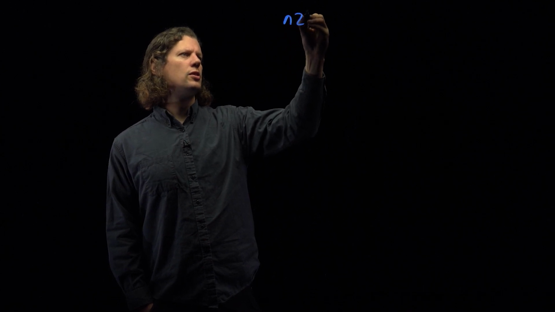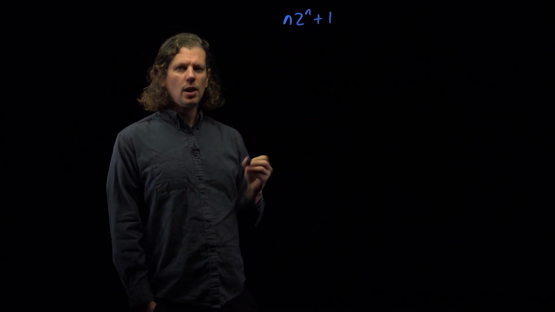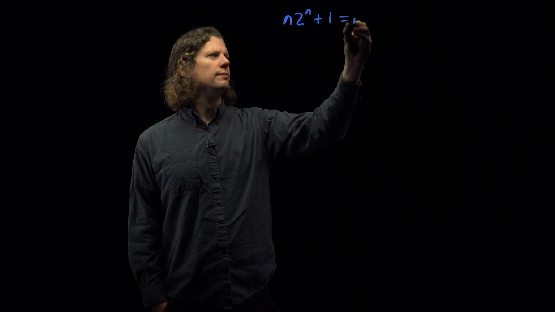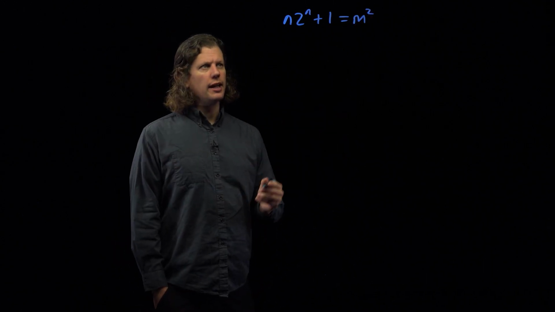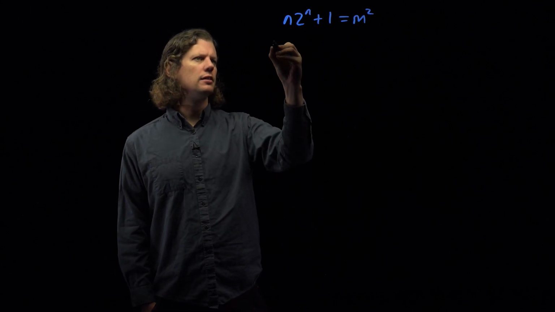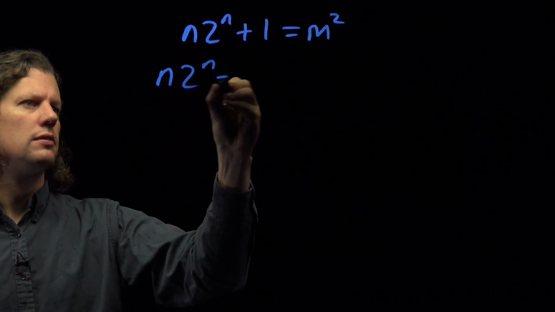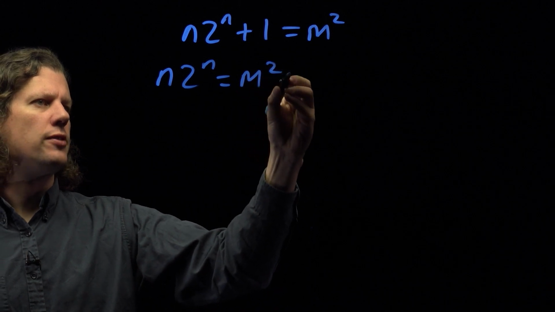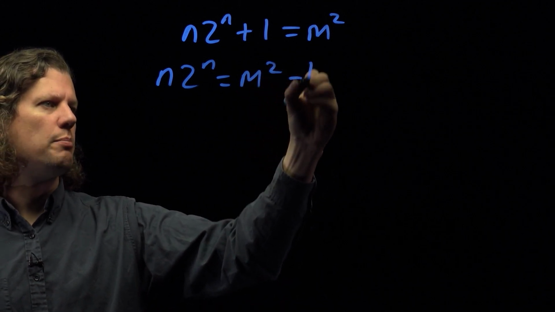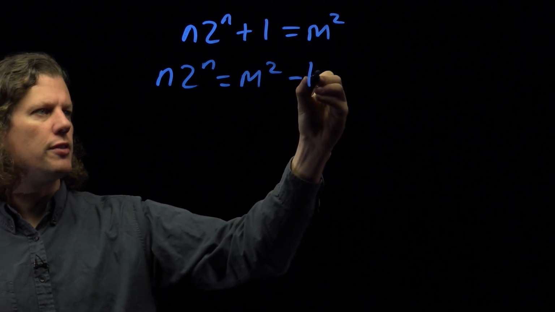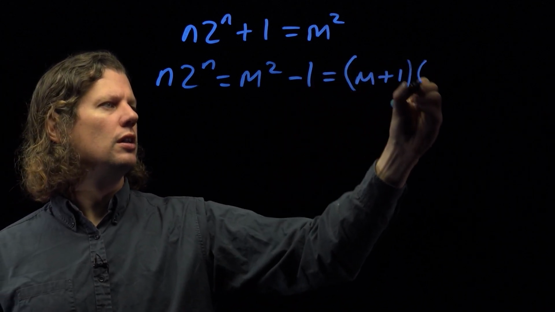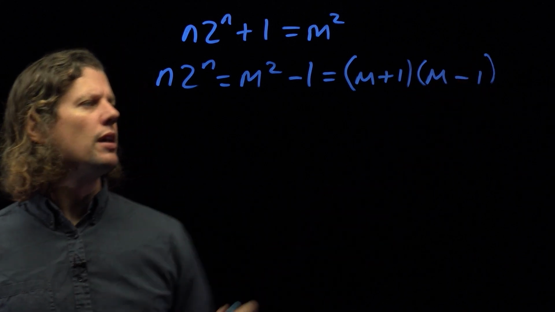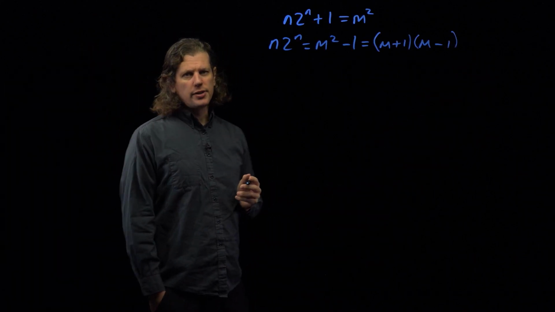OK, so let's say that n times 2 to the n plus 1 is a square. We can call it m squared. A natural thing to do from here is to take the 1 to the other side. So n times 2 to the n is m squared minus 1. And then we can use the difference of squares factorization on that. So that's equal to m plus 1 times m minus 1. Now we see something interesting.